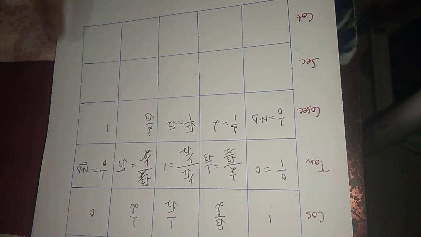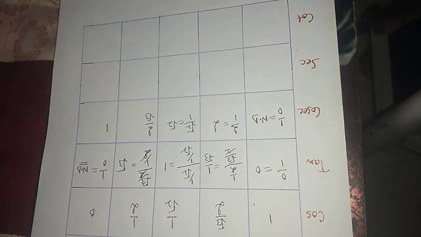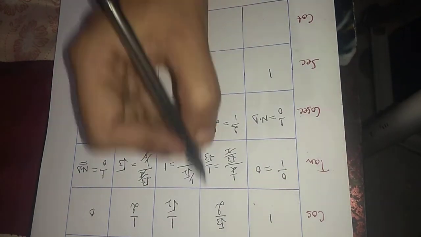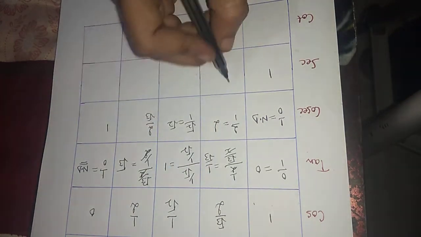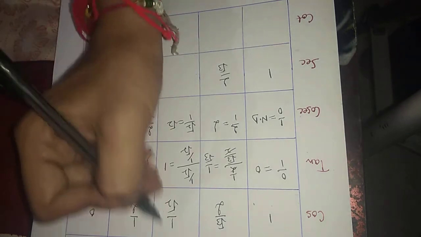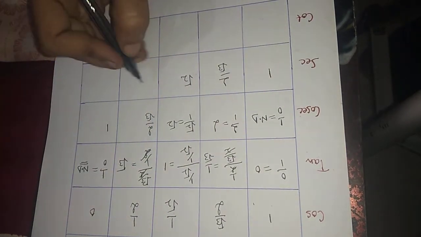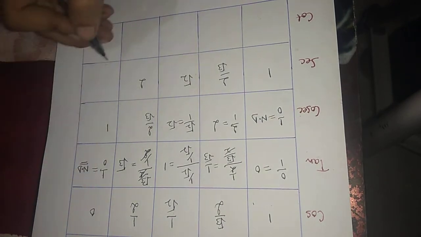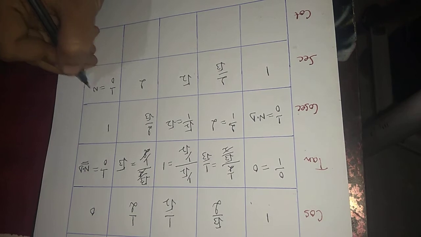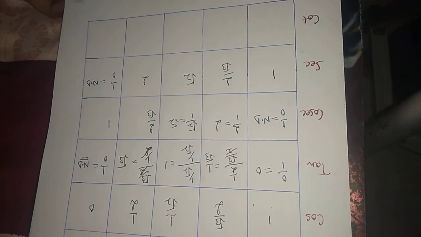Then after that, for sec, as we know sec is the reciprocal of cos, so we have to take the reciprocal of cos values. That is sec 0, reciprocal of 1, 1. Then root 3 by 2, its reciprocal is 2 by root 3. Reciprocal of 1 by root 2, root 2. Reciprocal of 1 by 2, 2. Reciprocal of 0, that is 1 upon 0. Again 1 upon 0 is not defined, because anything divided by 0 is not defined. So sec 90 is not defined.